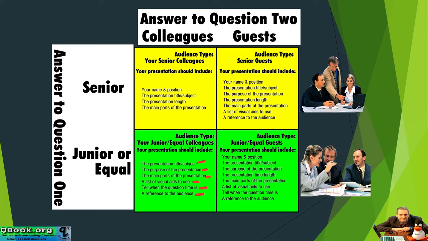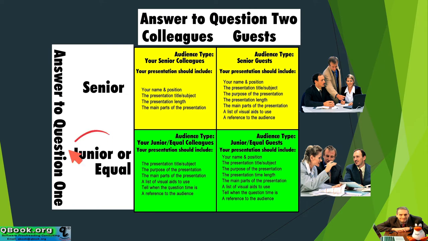And you reference the audience. So referencing the audience, meaning say who is here for this meeting. So I know the staff from the sales department is here, and I know the staff from the manufacturing department is also attending today. Thank you. Okay, so you can see that we have a few extra points here because we need to make it very clear why the people are here.